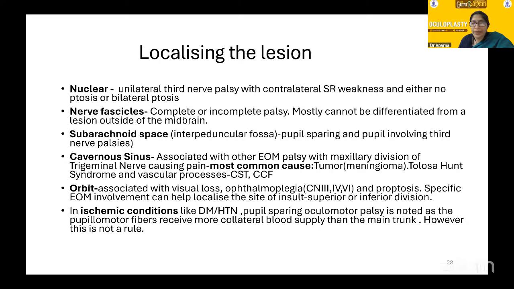And in ischemic conditions like diabetes mellitus or hypertension, there is a pupil-sparing oculomotor palsy due to the pupillomotor fibers receiving more collateral blood supply than the main trunk. However, this is not a rule.